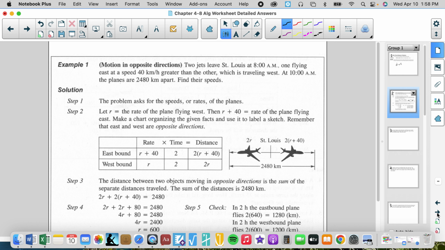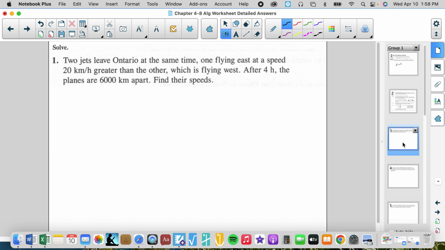If we look at it, 2 jets leave St. Louis at 8 a.m., one flying east at a speed of 40 kilometers per hour greater than the other, which is traveling west. At 10 a.m., the planes are 2,480 kilometers apart. Find their speeds. So you can get really overwhelmed with that. I'm going to teach you some methods to help with that, where we're going to understand the problem. We're going to do a little bit of drawing.